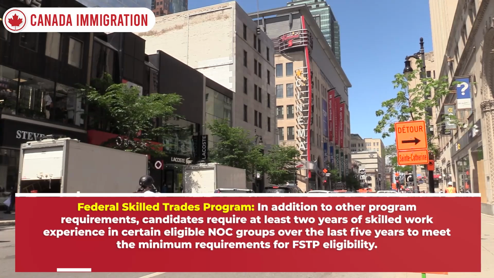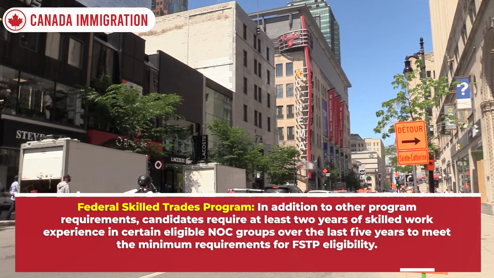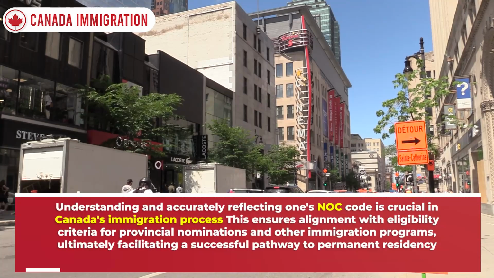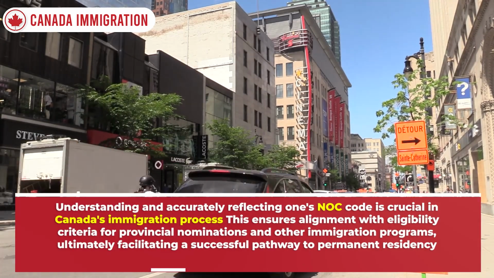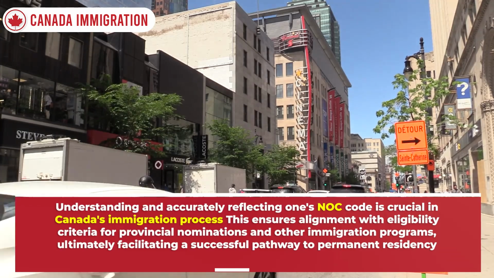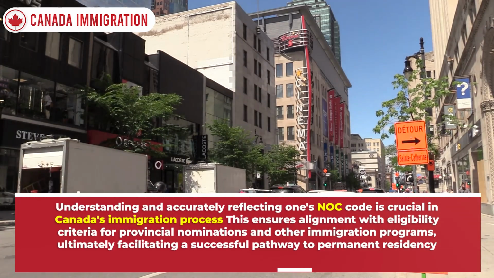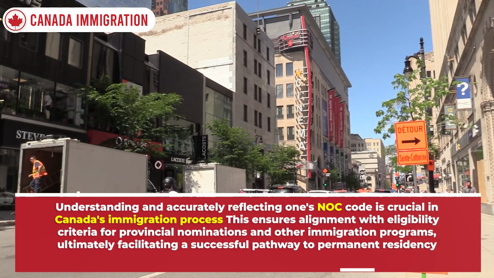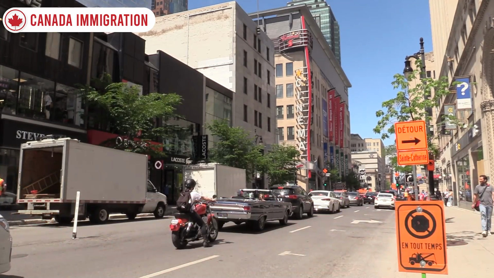Federal Skilled Trades Program. In addition to other program requirements, candidates require at least 2 years of skilled work experience in certain eligible NOC groups over the last 5 years to meet the minimum requirements for FSTP eligibility. Understanding and accurately reflecting one's NOC code is crucial in Canada's immigration process. This ensures alignment with eligibility criteria for provincial nominations and other immigration programs, ultimately facilitating a successful pathway to permanent residency. That is all for today.